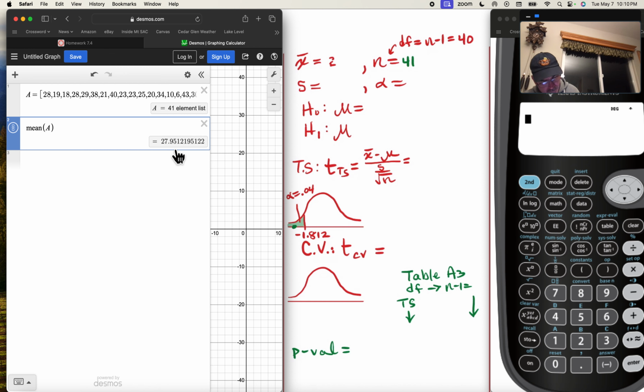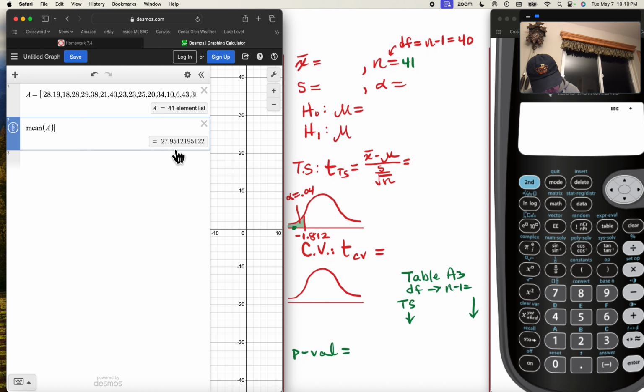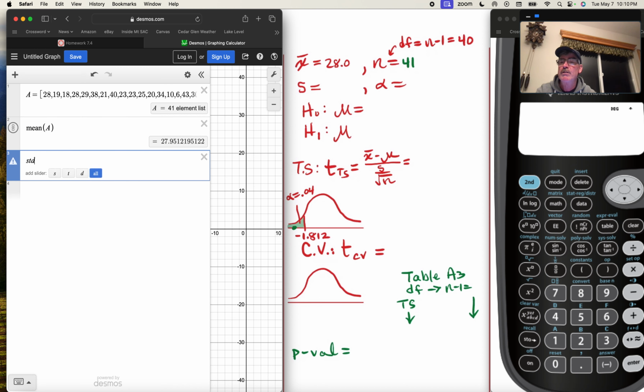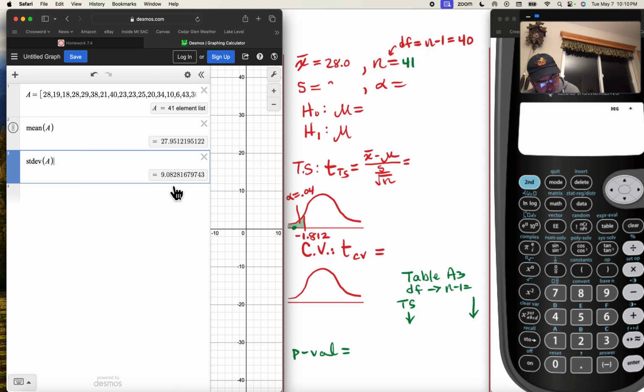Okay, and then my sample standard deviation. Again, we're going to do one place after the decimal, so I'm going to say 9.1 on that. With means and standard deviations, we carry one place more than the data had. The data had nothing after the decimal, so these are going to have 1.